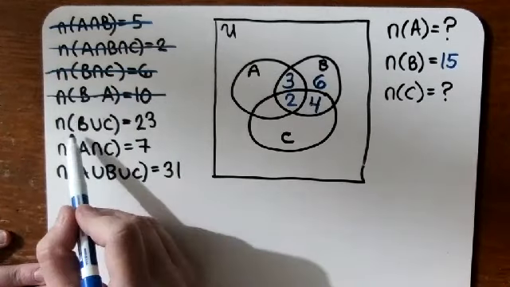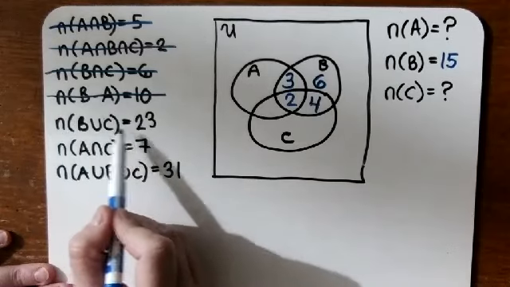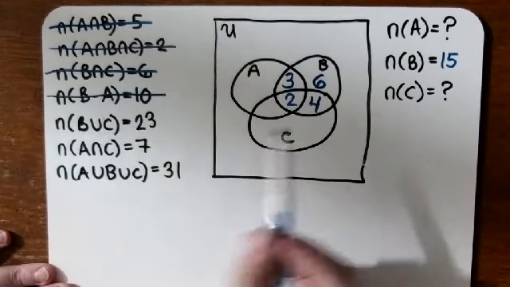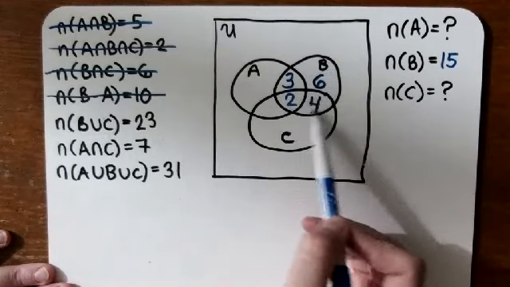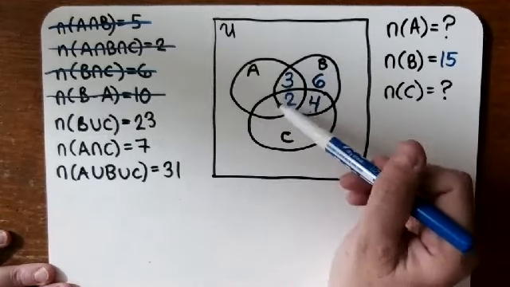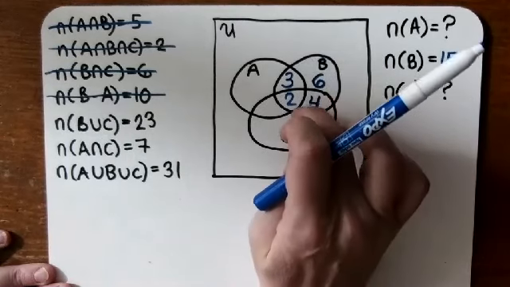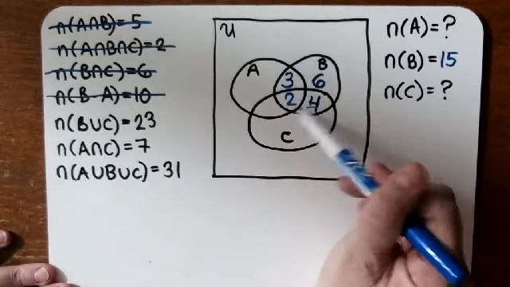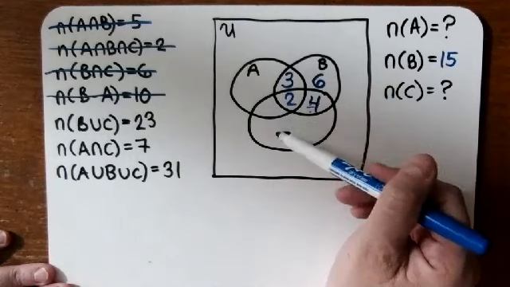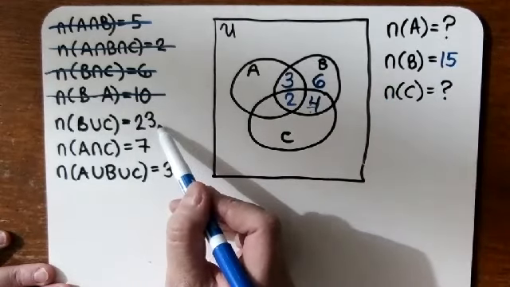Now we have B union C. The number of elements in that set is 23. The set B union C is all of B, all of C, and all of the overlap, right? So B or C or both, which is 6 regions that sum to 23. We're missing 2 spots, so we can't use this yet.